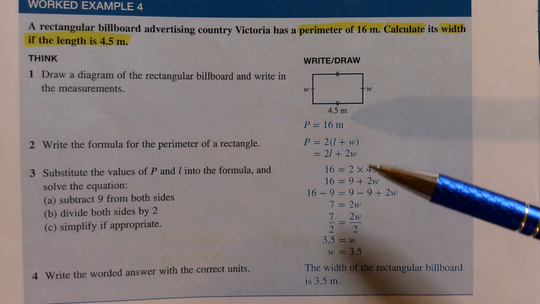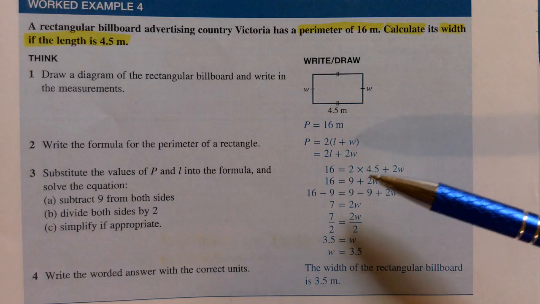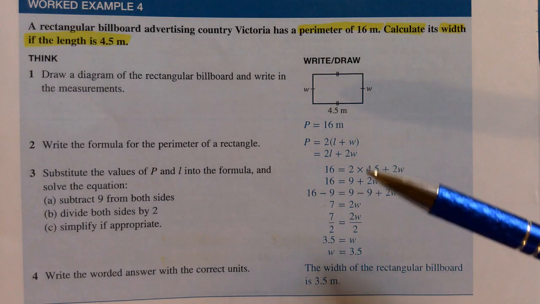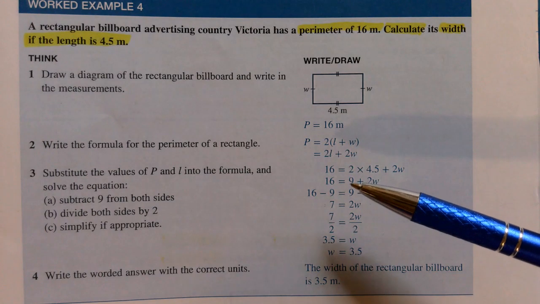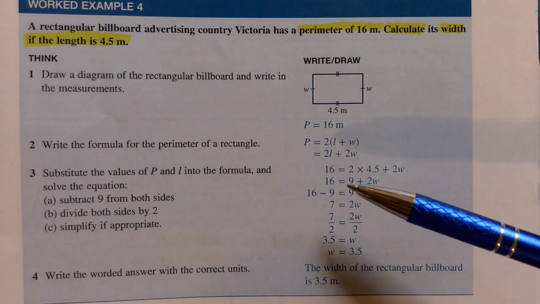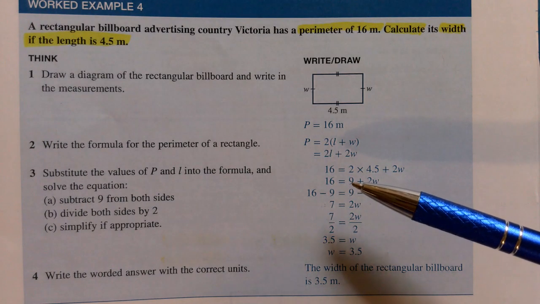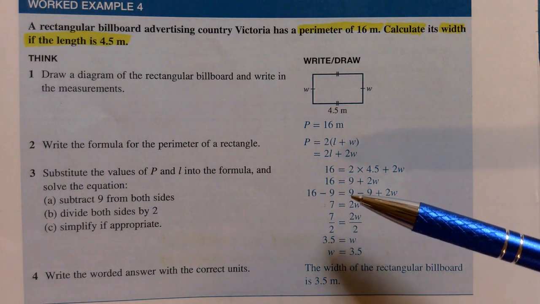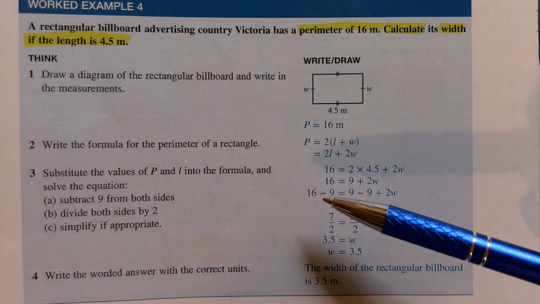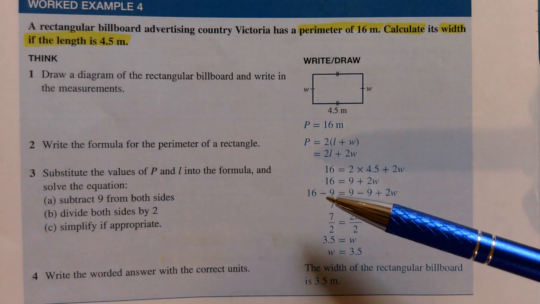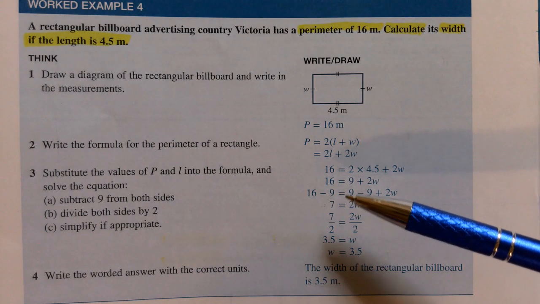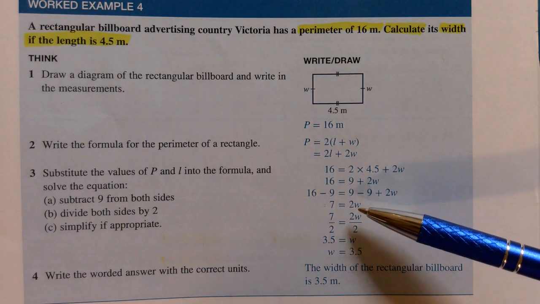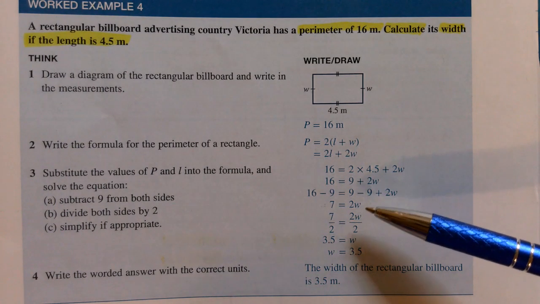We then do those calculations, do the multiplication first as in the order of operations, and that's what we're left with. Now to leave the 2W on its own and to get rid of the 9, you need to do the opposite. So you need to take away the 9, you must balance your equation, and you must subtract 9 from the other side to keep the equation balanced or equal. So when you do those sums, you're now left with 7 equals 2W.